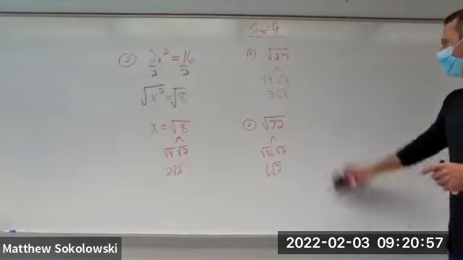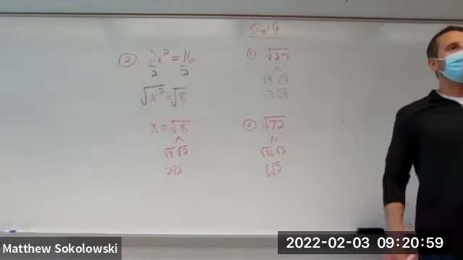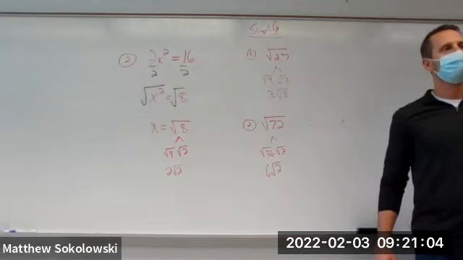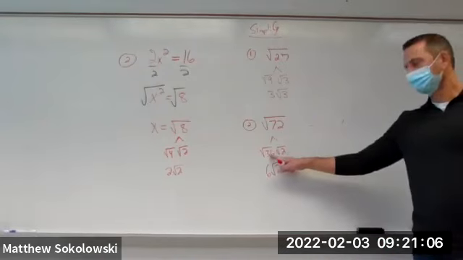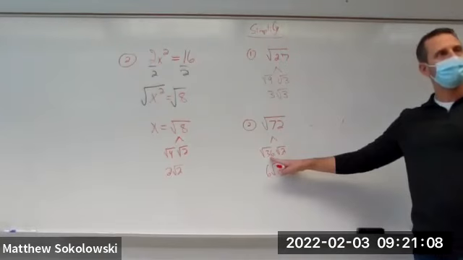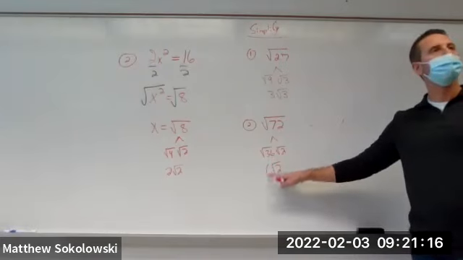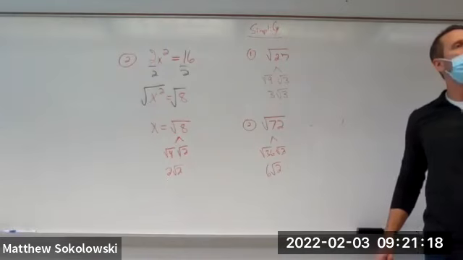Now, some people don't like this way. I'm going to show you the other side. I'm just taking the square root of 36. 6 times 6 is 36. Okay?